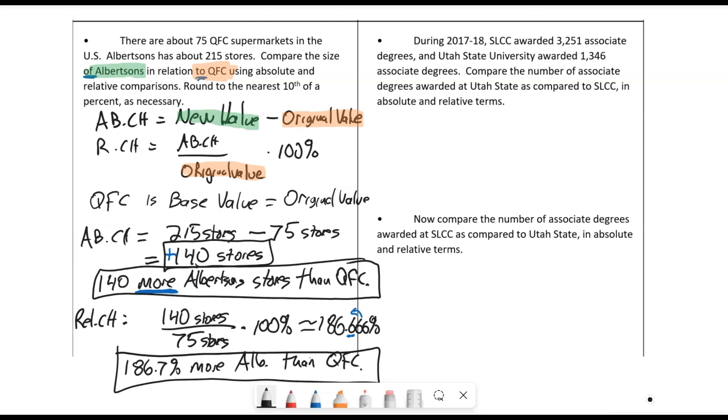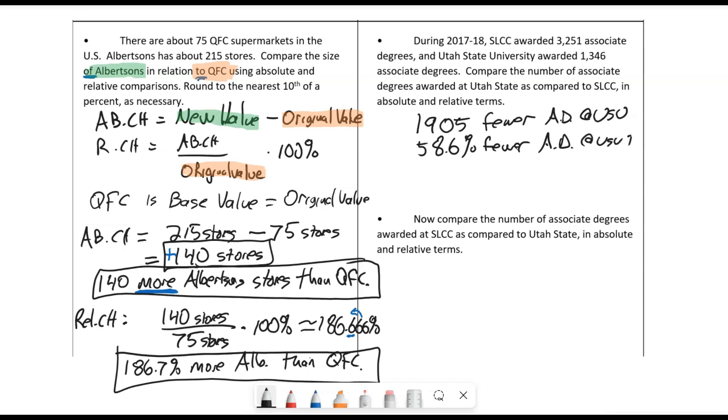Okay, now go ahead and pause the video and work out the questions on the right. What you should get for the top one is that there are 1,905 fewer associate's degrees at USU, and the percent is 58.6% fewer associate's degrees at USU than SLCC. I forgot the comparison. There we go.